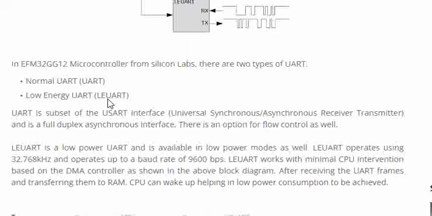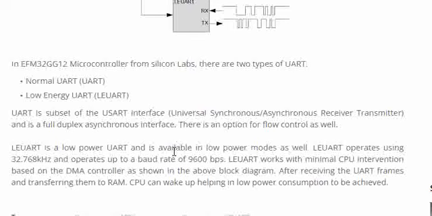LEUART, as we mentioned, can work in sleep state as well. And this works basically on 32.768 kHz. Right? In sleep state, you generally have the RTC clock up and running, and because of this particular 32.768 clock, the maximum baud rate that can be achieved with LEUART is 9600 bps.